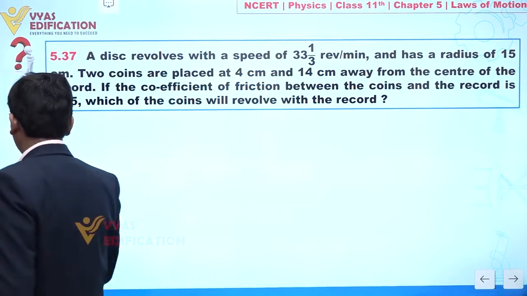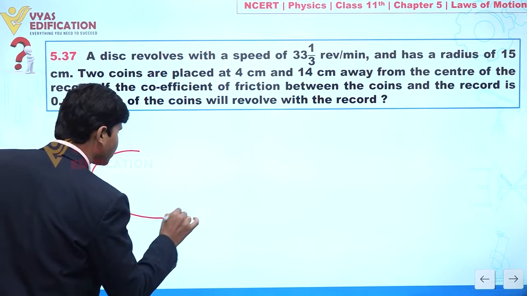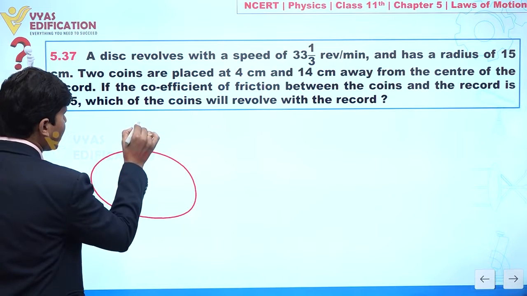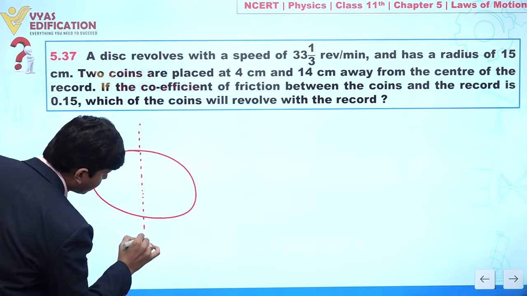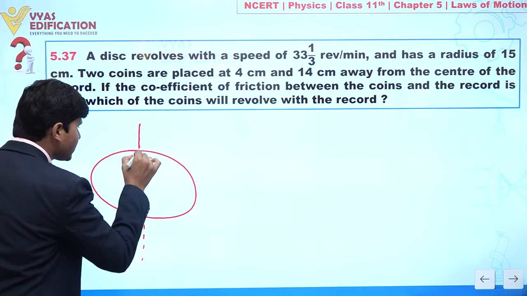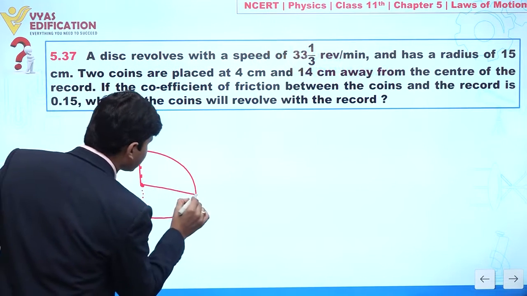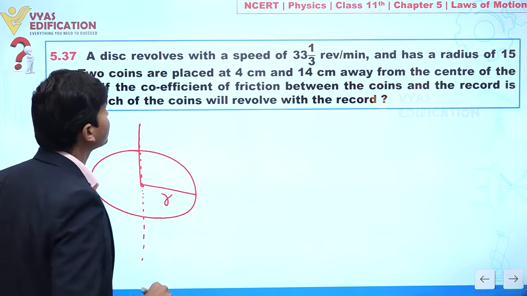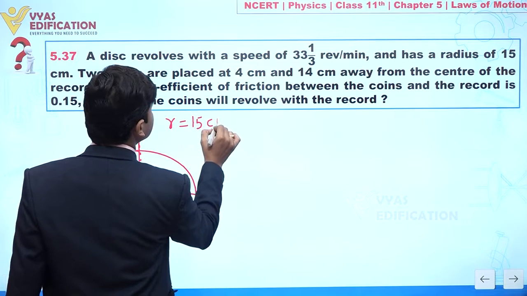Clear? So now we can see, let's suppose I am just drawing a disk here. Let's suppose this disk is rotating about this axis like this. The radius of this disk is given to you, that is r, and the value of r is 15 centimeter.